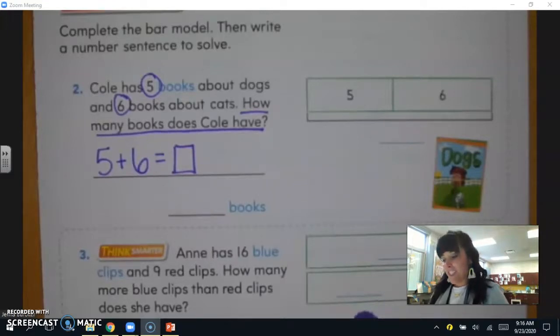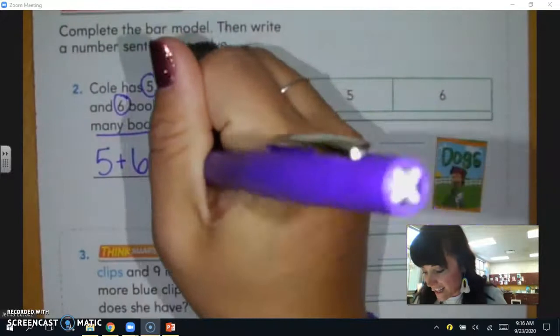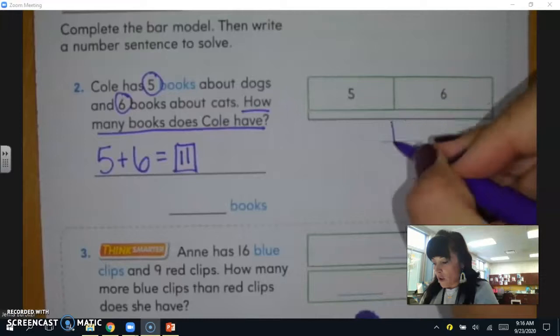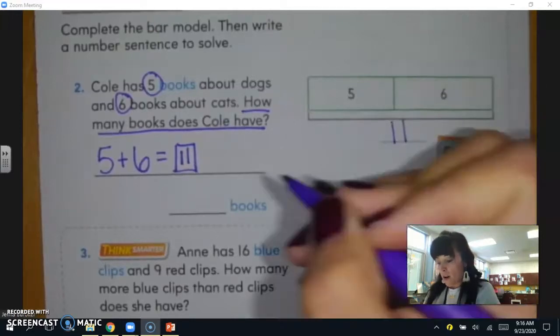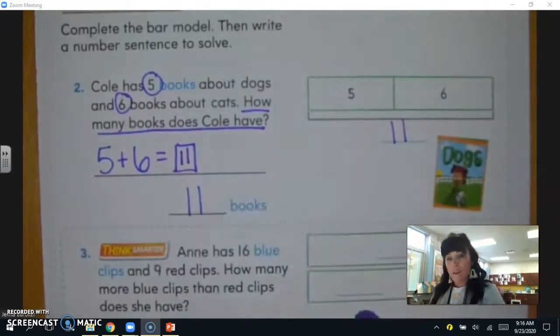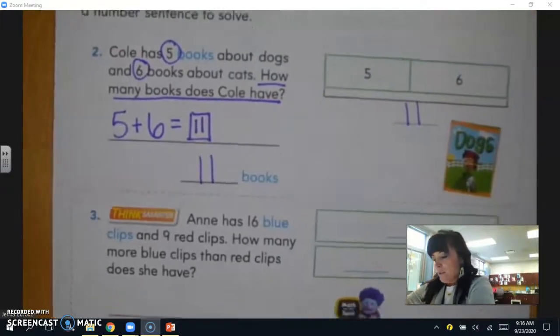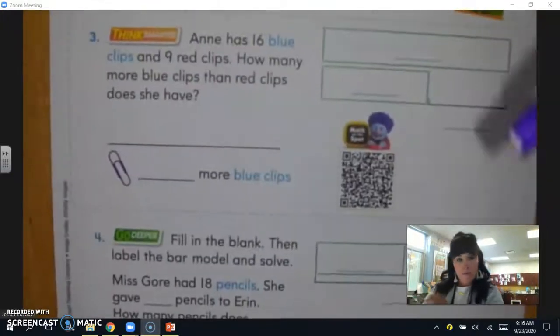All right, 5 plus 6 equals 11. And we should know it's 11 because what I did in my head is I did a helper double. I did 5 plus 5 equals 10, add 1 more, I get my answer 11. So 11 goes here for our bar model and here for 11 books. So Cole has 11 books altogether. Good? Okay. Let's go down to number 3.